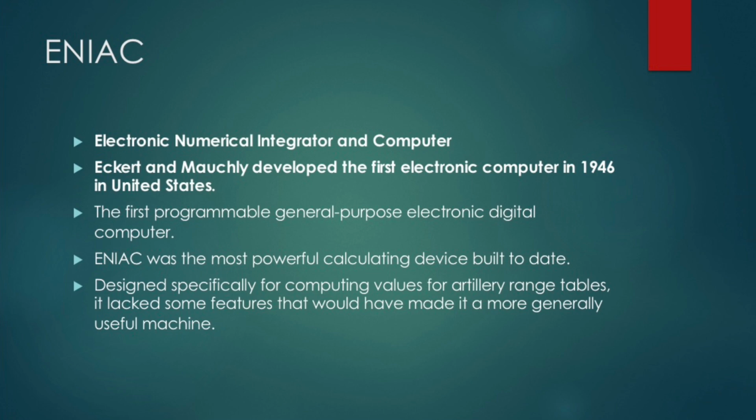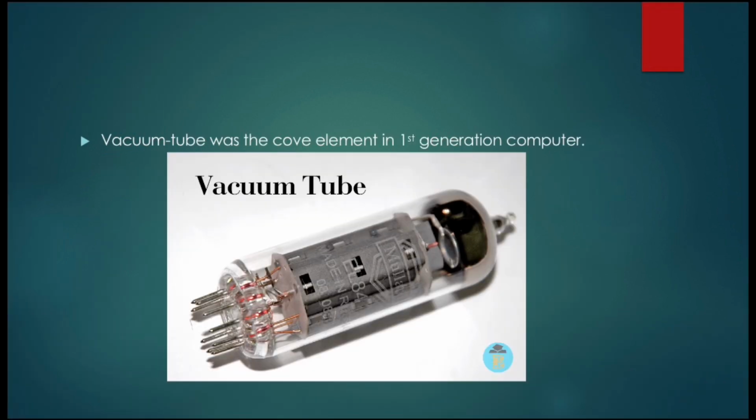ENIAC was the most powerful calculating device built to date, designed specifically for computing values for artillery range tables. It lacked some features that would have made it a more generally useful machine. Vacuum tube was the core element in first generation computers. So this is the vacuum tube.